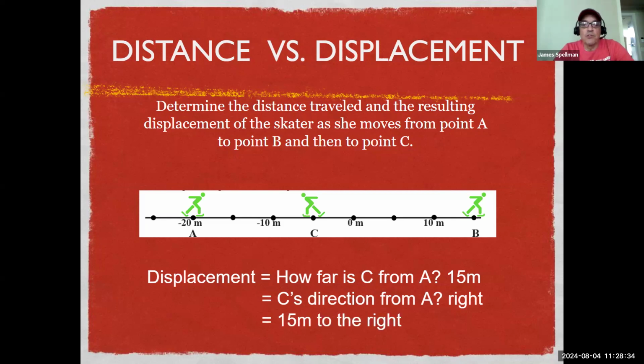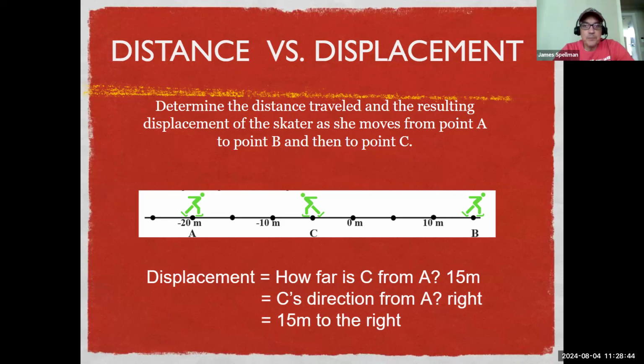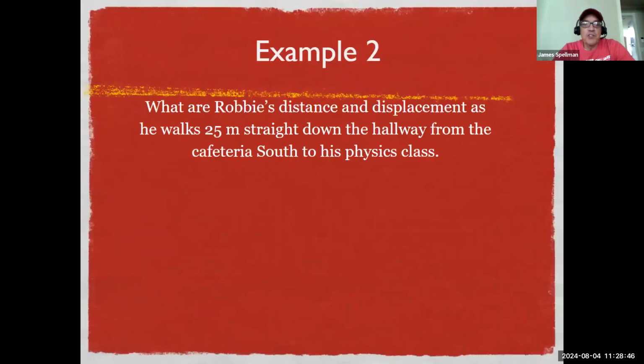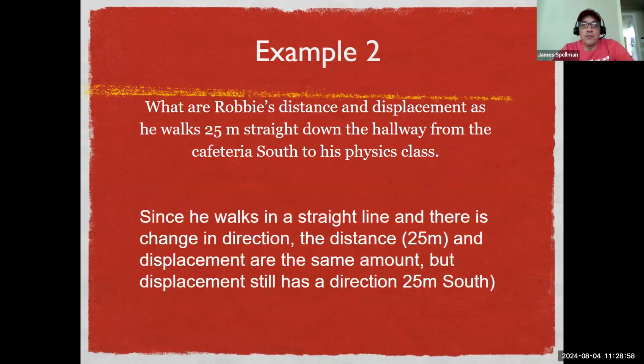So put both of those together, the displacement ends up being 15 meters to the right. Again, that's a vector, whereas for the distance, it was just a scalar measurement. Okay, some more examples. If Robbie leaves the cafeteria and goes 25 meters straight down the hallway from the cafeteria south to his physics class, what's the distance and displacement?